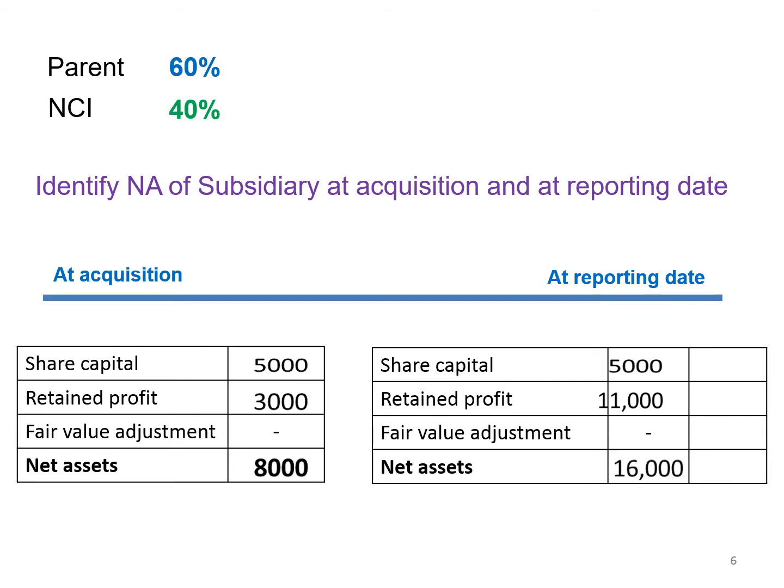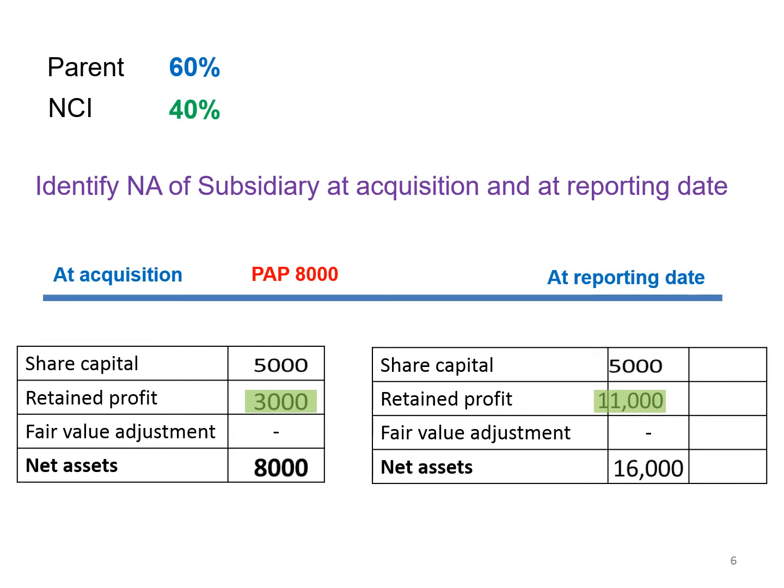No fair value adjustment, so net asset as at the reporting date is accordingly $16,000. Now we can see at the time of acquisition of Beta, its retained profit was $3,000. Now it is increased to $11,000. This increase in Beta company's profit is called post acquisition profit. So we have post acquisition profit 8,000.